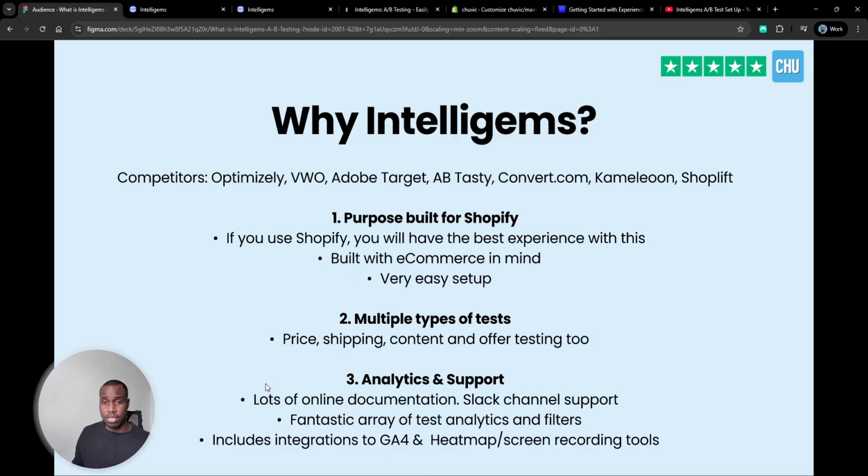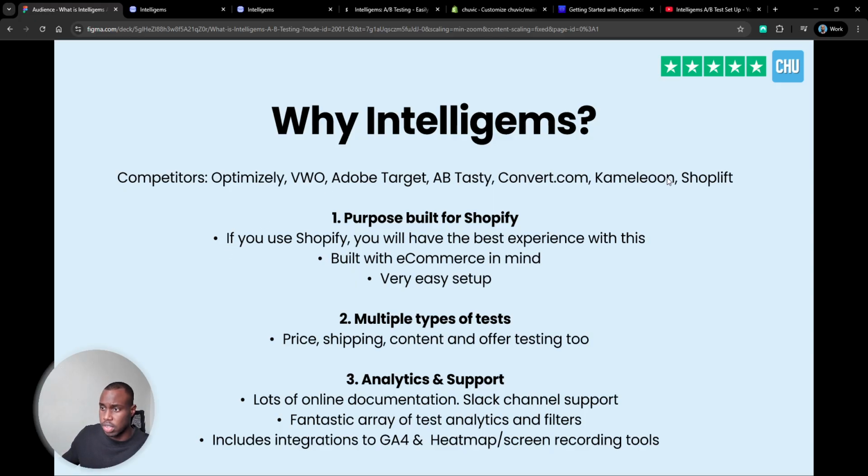So what makes it so special? Because there are so many other A/B testing softwares that you can use. There's Optimizely, VWO, Target, A/B Tasty. There's a bunch, right? There are 3 main reasons, and the first reason is the biggest reason, I think. If you're watching this and you have a Shopify store, then Intelligems is more than likely going to be the best for you, because it was purpose built for Shopify, purpose built for e-commerce in mind.